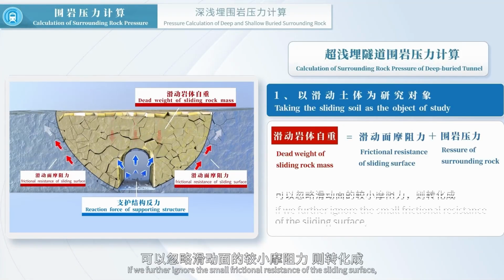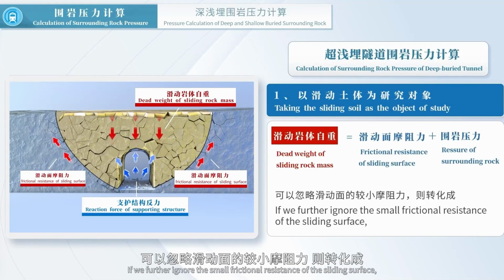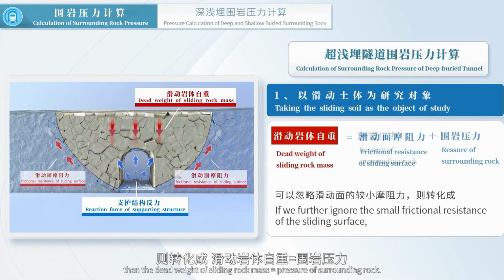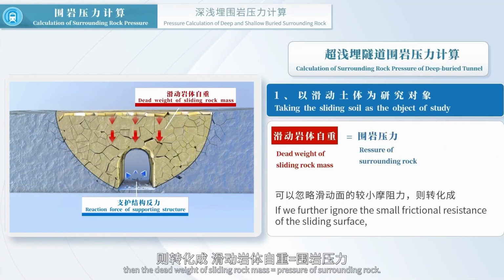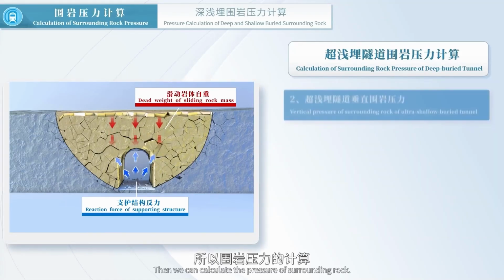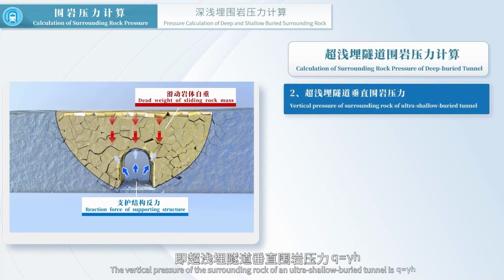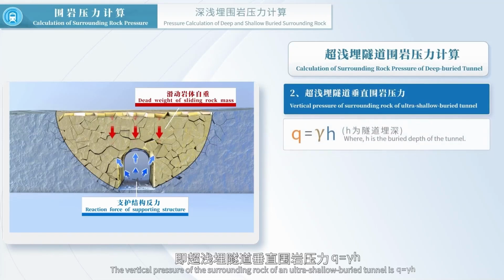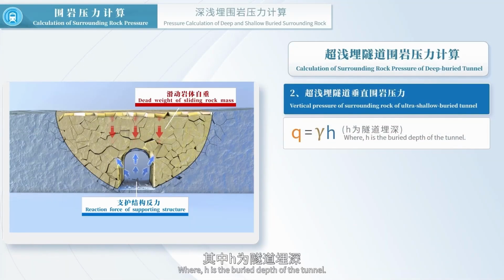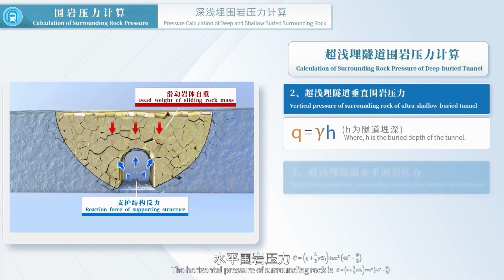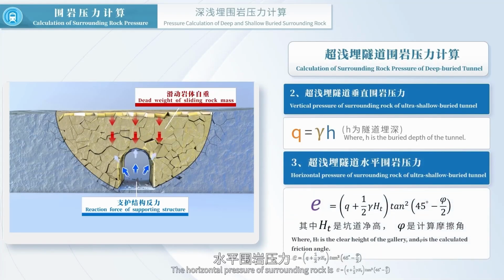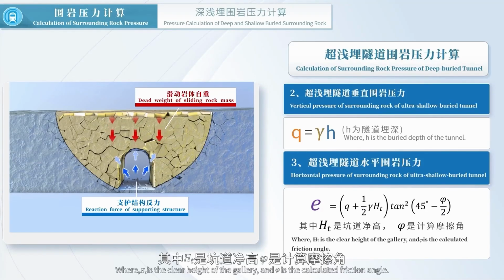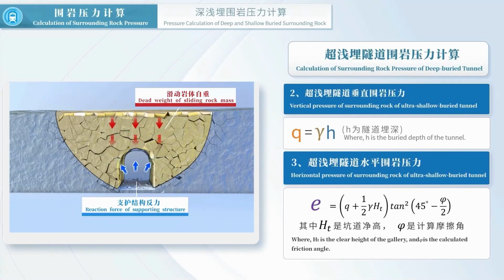If we further ignore the small frictional resistance of the sliding surface, then the deadweight of the sliding rock mass equals the pressure of surrounding rock. Then we can calculate the pressure of surrounding rock. The vertical pressure of the surrounding rock of an ultra-shallow buried tunnel is given by a formula, where h is the buried depth of the tunnel. The horizontal pressure of surrounding rock is given by another formula, where ht is the clear height of the gallery and φ is the calculated friction angle.